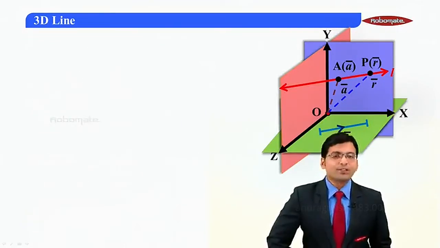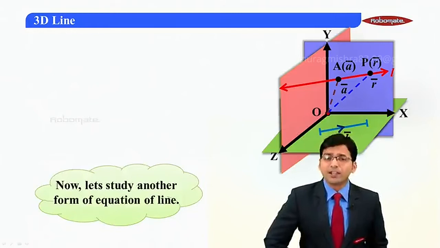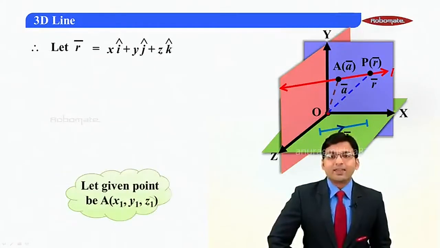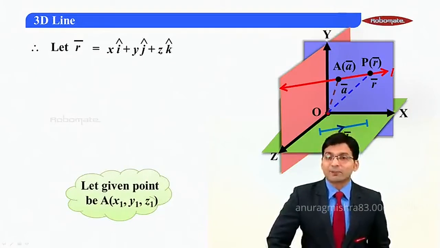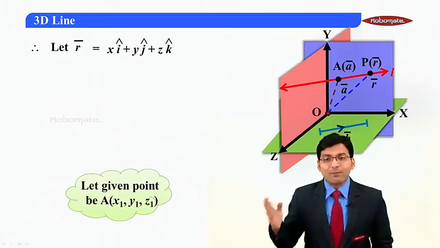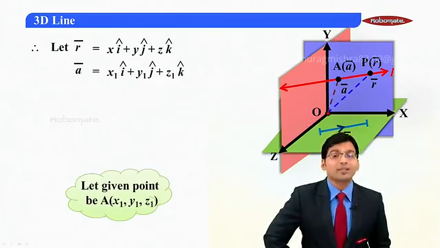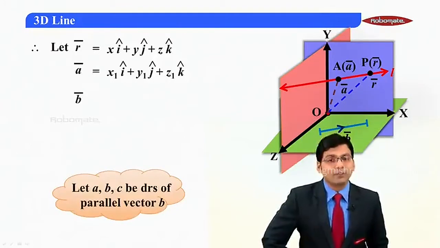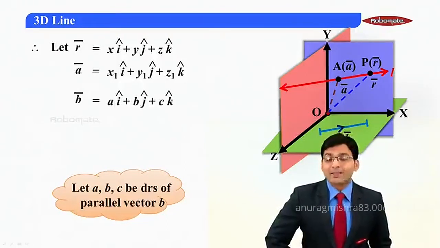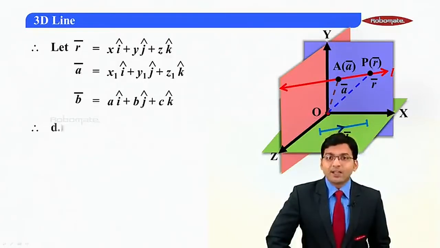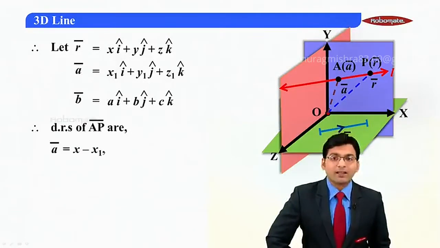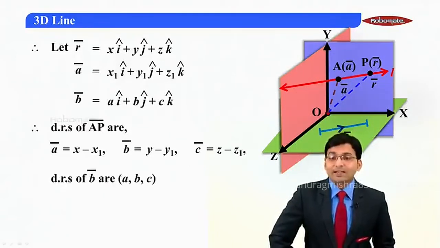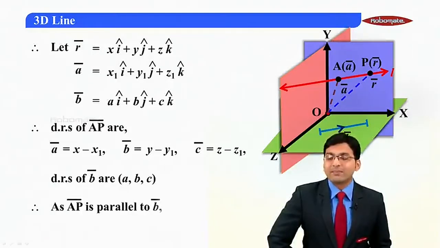Now let us study the third type, which is another form of the equation of a line. Let the variable point be X, Y, Z, and therefore let R bar be x i cap plus y j cap plus z k cap. Let the given point be X1, Y1, Z1, which gives A bar. Now students, we know a, b, c are the direction ratios of the parallel vector. So B bar is a i cap plus b j cap plus c k cap. The DRs of AP bar are x minus x1, y minus y1 and z minus z1. Direction ratios of the B bar vector are a, b, c.